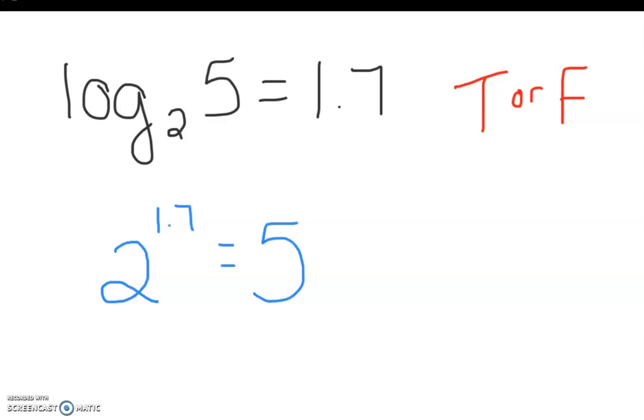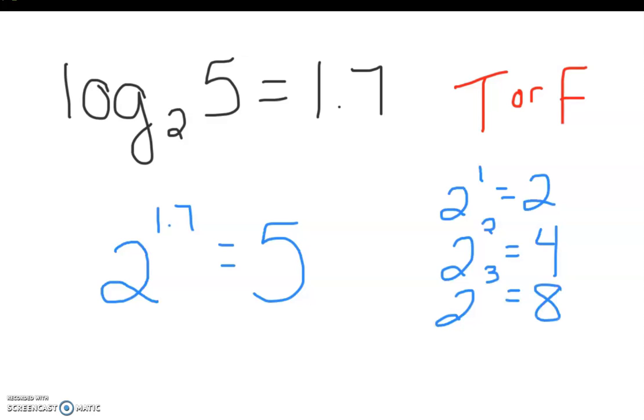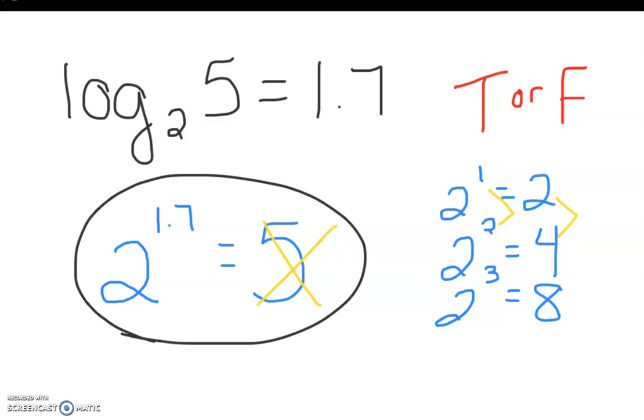So one thing to think about is you guys know what 2 to the first power is. That's 2. 2 to the second power is 4. And 2 to the third power is 8. So if we know that we have 2 to the 1.7, that's going to be somewhere between here and here. Well, 5 is not in between 2 and 4. So even without a calculator, hopefully you could use some reasoning with rewriting it as an exponential. This equation over here, when you pick 2 to the 1.7, it's going to be between 2 and 4. And 5 is not that. So this one would be false. You could always check it and see what 2 to the 1.7 is.